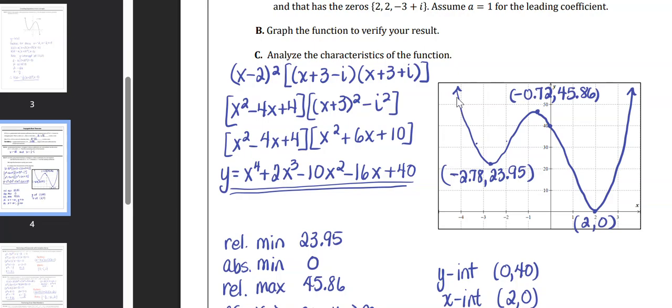Well, a couple of things. Degree of 4, we see the end behavior, right? Both pointing up. We see a relative min at negative 2.78 at 23.95. So you can see that that's the relative min right there. This is the absolute minimum at negative 2.0 on your graph. And then negative 0.72 and 45.86 is that relative maximum. We can see a y-intercept at 40 and x-intercept at 2.0.